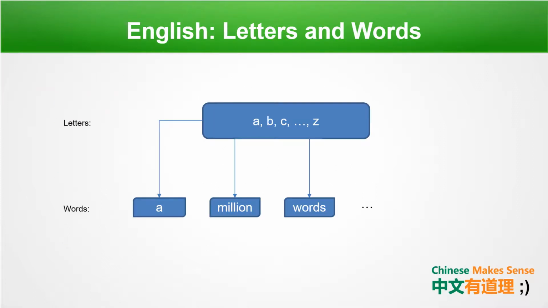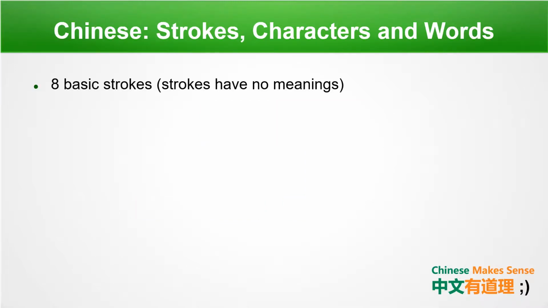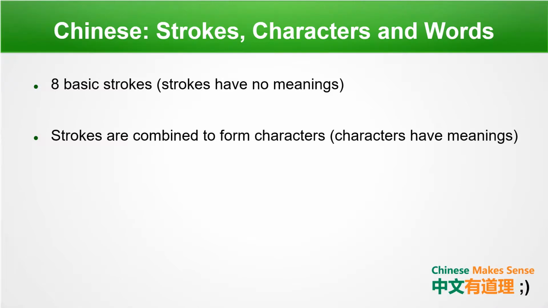For English, we use letters and words. As you all hopefully know, there are 26 letters in the alphabet, and you combine those letters to form words, which have meanings. However, Chinese uses strokes, characters, and words. There are 8 basic strokes, and strokes have no meanings. Strokes are combined to form characters, and characters have meanings. Then characters are combined to form words. Of course, words have meanings.